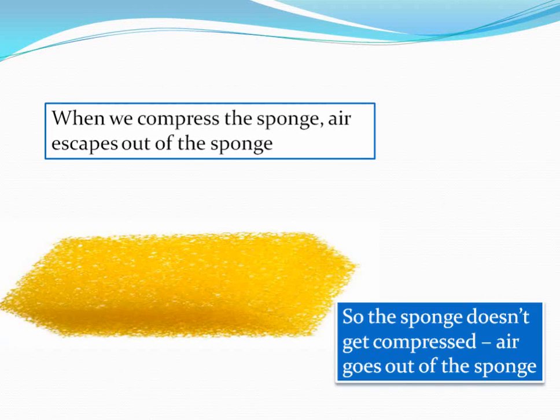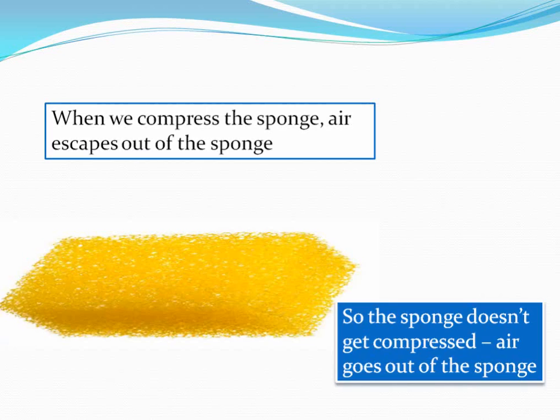Understood? So, when the sponge is not compressed, when it is in its expanded form, air is filled up inside the sponge. When we compress the sponge, the air goes out, and that is when the sponge occupies its original shape without the air. And that is the answer for this question. Understood? So those were the properties of solids.